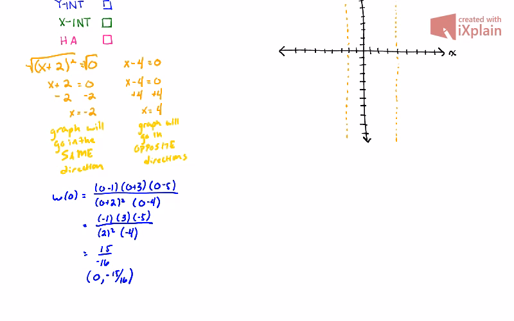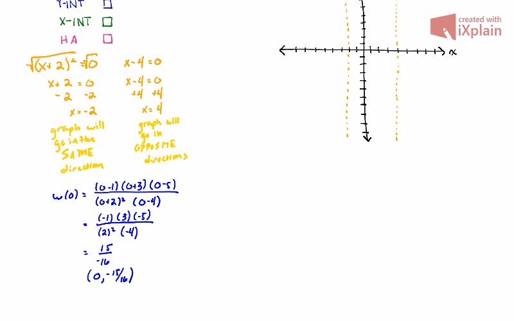So if we go over and plot that, that's essentially pretty close to negative 1. So again, we're just going to do some sort of estimation here. So my y-intercept is located there.